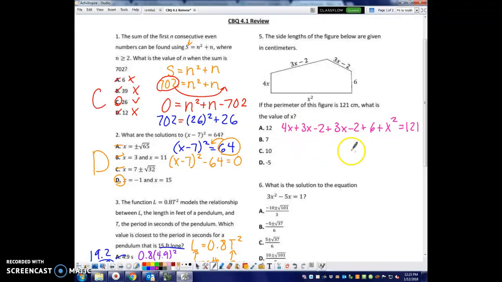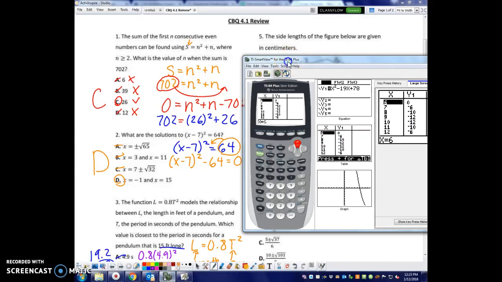So we need to get everything on the same side. Okay? So we need to move that little guy over. So 121 needs to move over. Okay, so we have 4x plus 3x minus 2 plus 3x minus 2 plus 6 plus x squared minus 121. Okay, because when he moves over, he becomes a negative. Let's just type all that into our calculator.